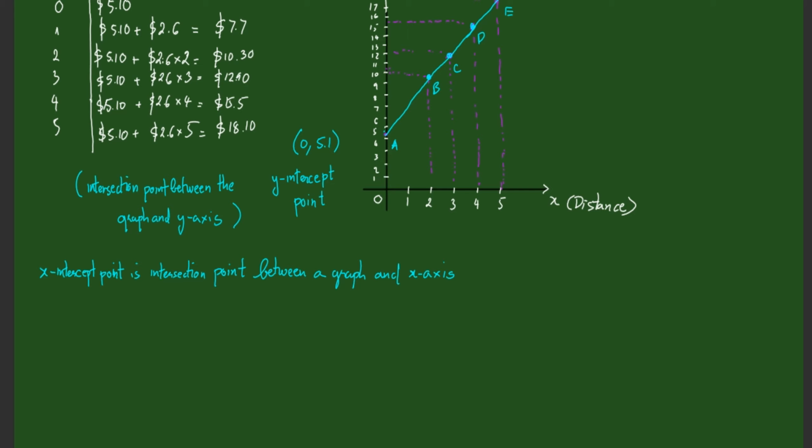Okay, I'm going to pick the first point. I think I'm going to pick point A. Any point is fine. Point A has coordinates (0, 5.1), and point B is (2, 10.3). So I pick those 2 points, then I can find the rate of change.